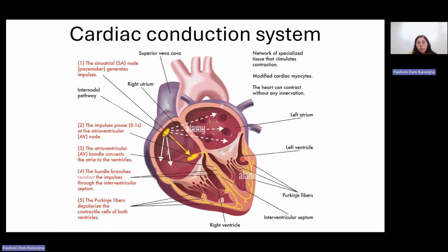The next one is the bundle of His. This is present in the interventricular septum. So one node is here, one node is here, and your bundle of His is here. Then you have these left and right branches. You can see the bundle branching out on the left and branching out on the right. So what are these three doing?